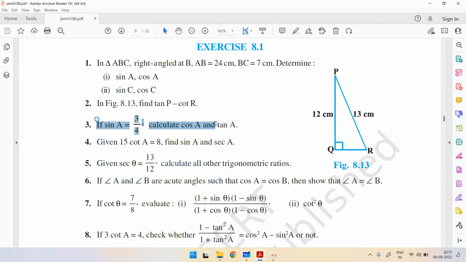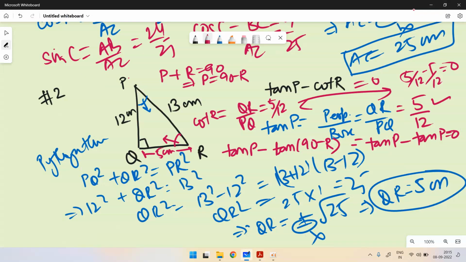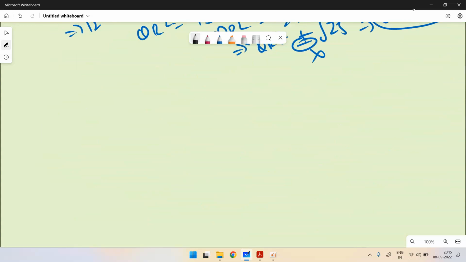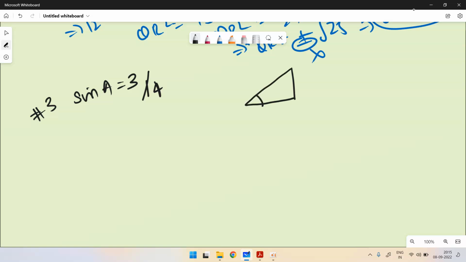Next is sine. If sine A is 3 by 4, calculate cos A and tan A. So it is given that sine A equals 3 by 4, so you need to draw a diagram where this is A, this is B at 90 degrees, and this is C. As per the figure, sine A is nothing but perpendicular BC by hypotenuse AC, which is nothing but 3 by 4.